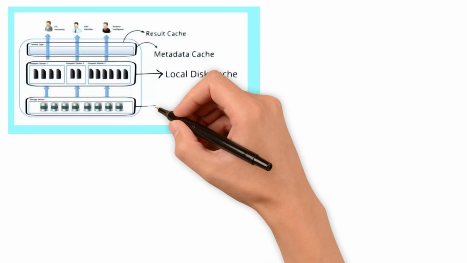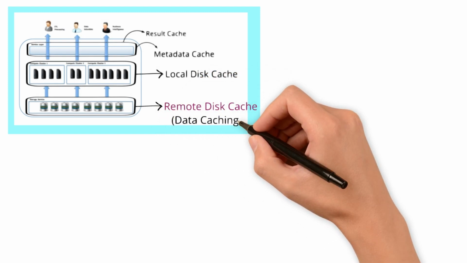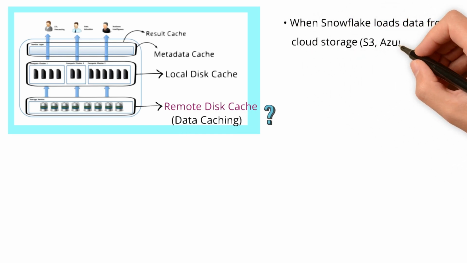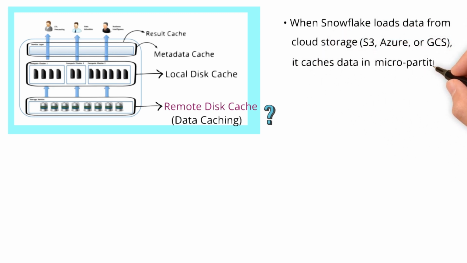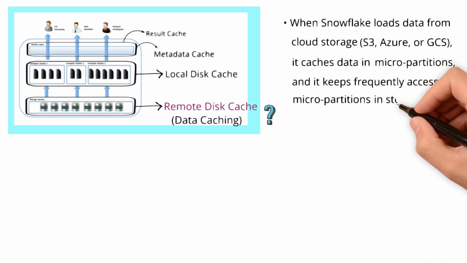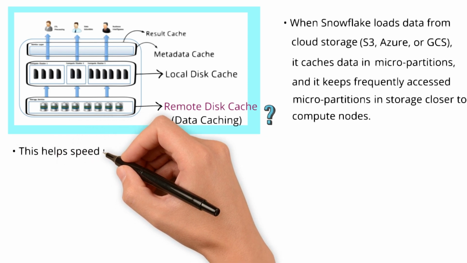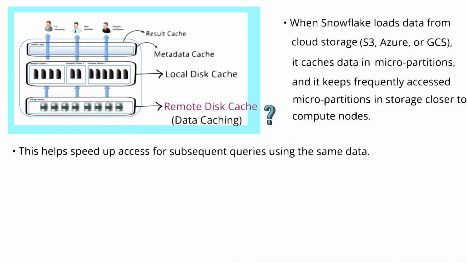Last but not least, in the storage layer, Snowflake uses a remote disk cache. It is also called data caching. What is it? When Snowflake loads data from cloud storage like S3, Azure, or GCS, it caches data in micropartitions and keeps frequently accessed micropartitions in storage close to compute nodes. This helps speed up access for subsequent queries using the same data.